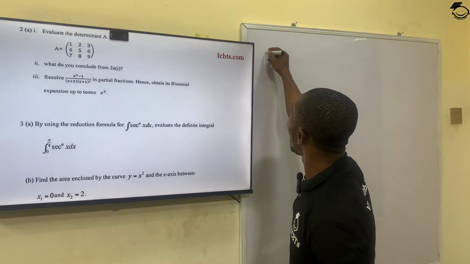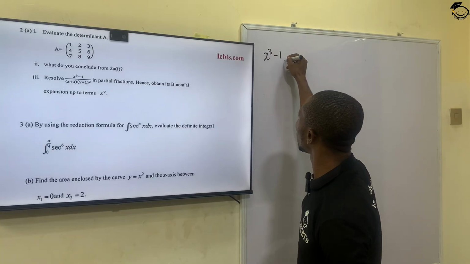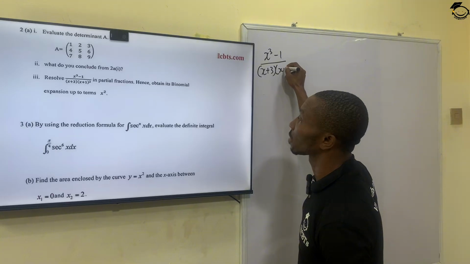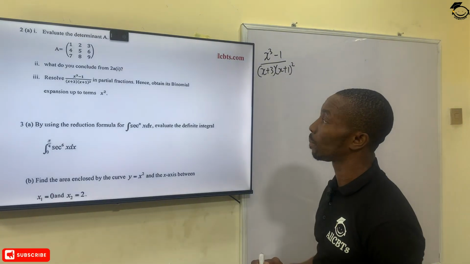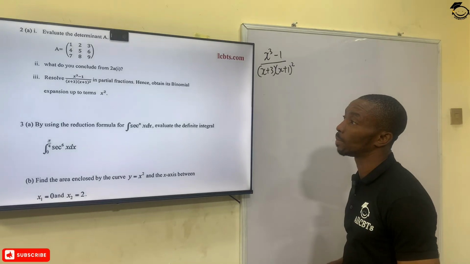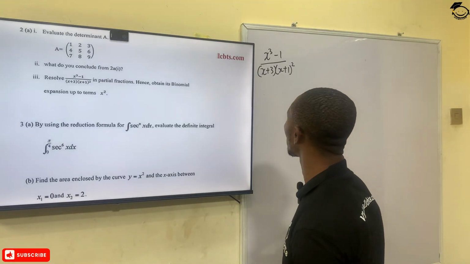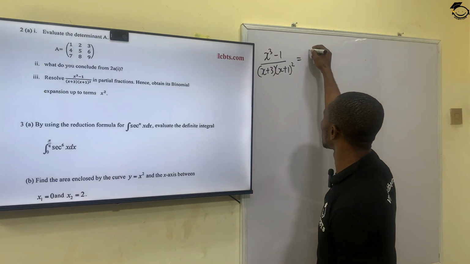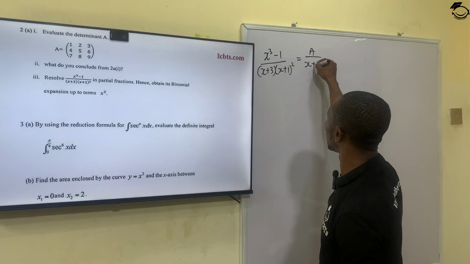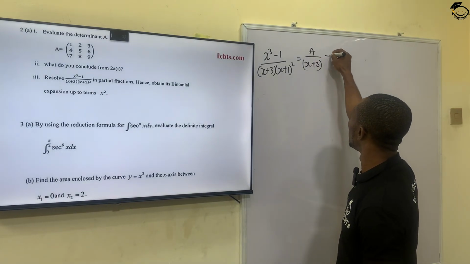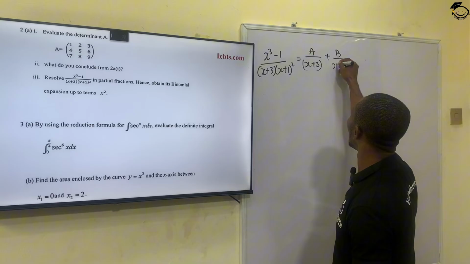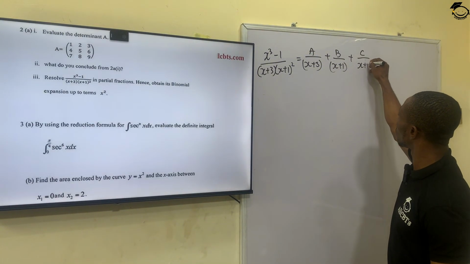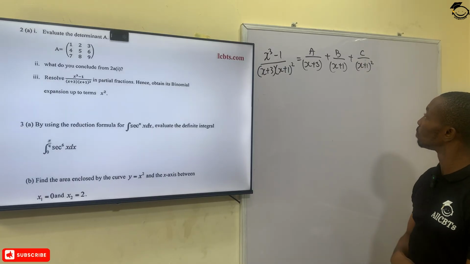Resolve x cubed minus 1 all over x plus 3, x plus 1 all squared in partial fraction. Hence, obtain its binomial expansion up to x squared. Now, from here, we would expand this to have it as A over x plus 3, plus B over x plus 1, plus C over x plus 1 all squared.